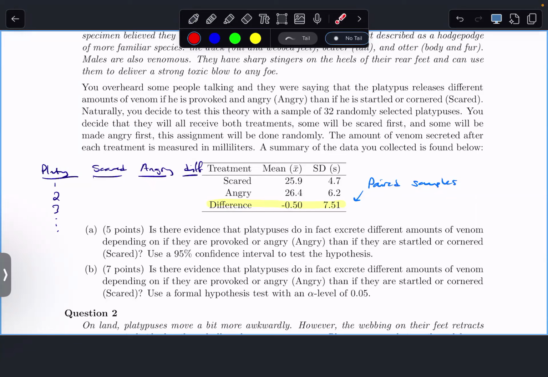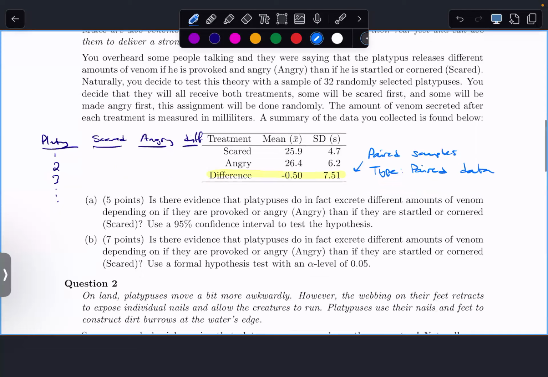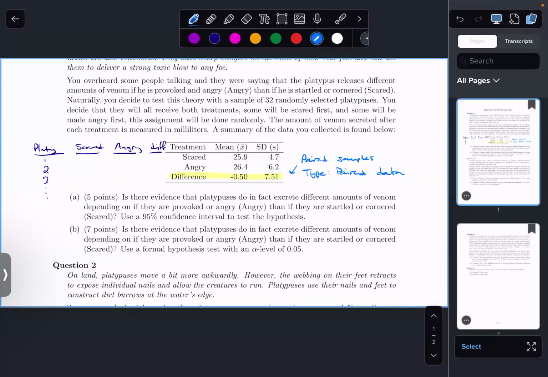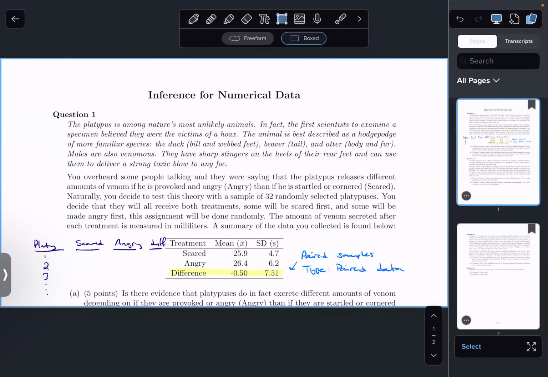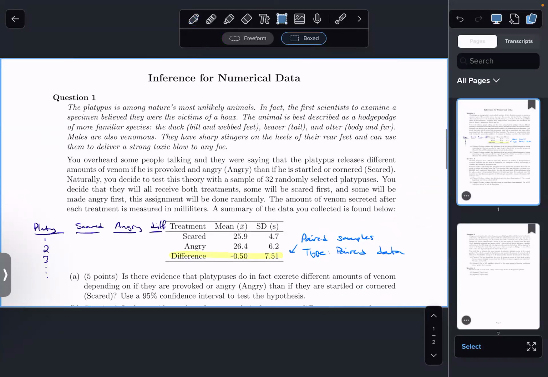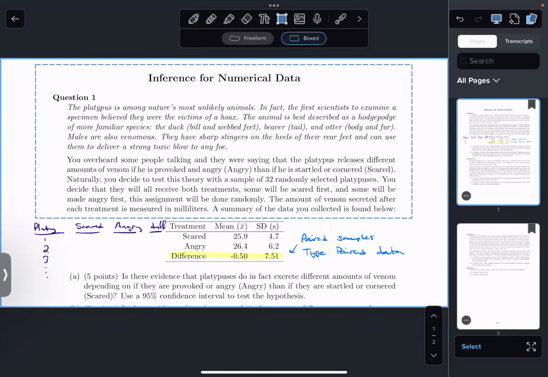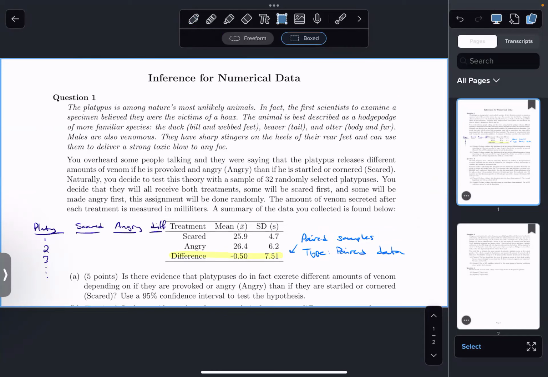Okay, so the type here is paired data or matched pairs or paired samples, anything to indicate to me that you know it's for the mean difference. And I'm going to need to copy this, I guess. Put it on a new page here.